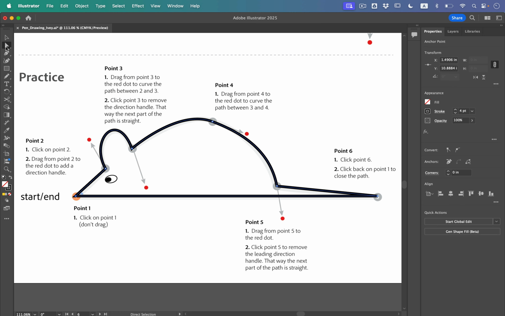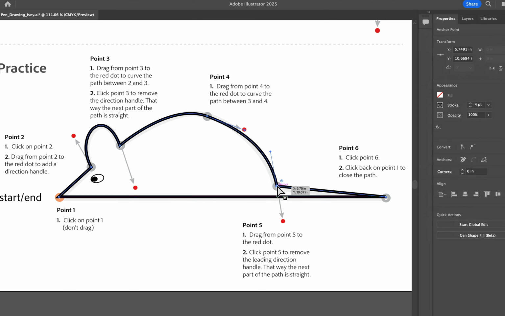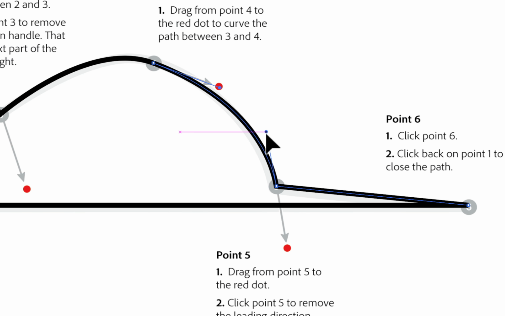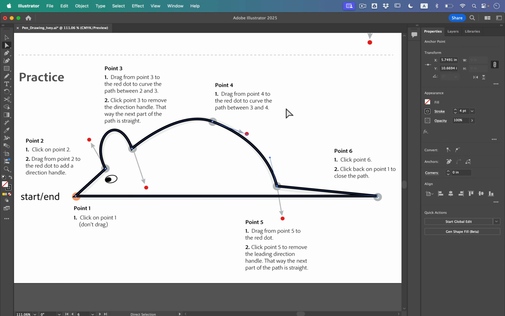Finally, remember you can use your direct selection tool to click on any of these anchor points and then drag them into place so that they look more appropriate, but I won't count off if it's off by a little bit.